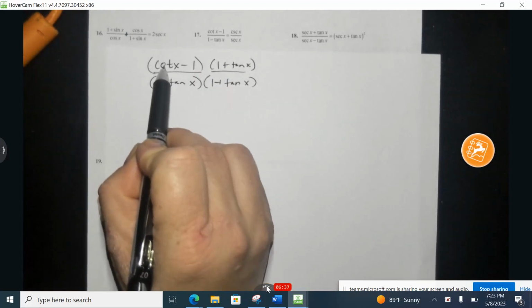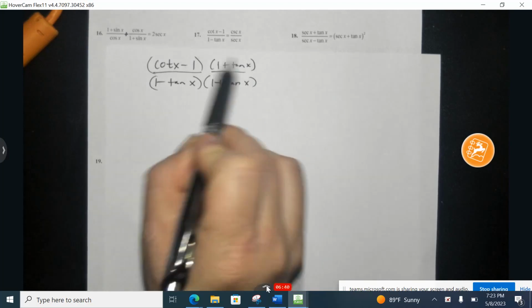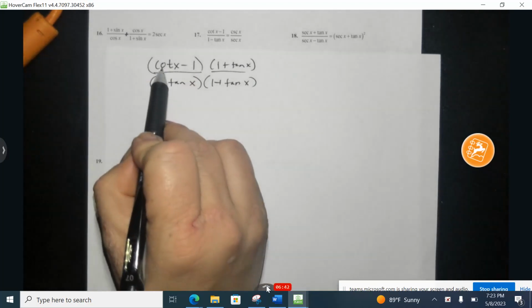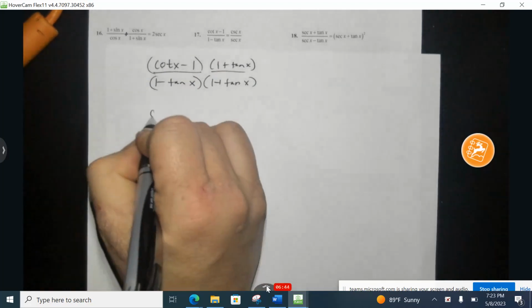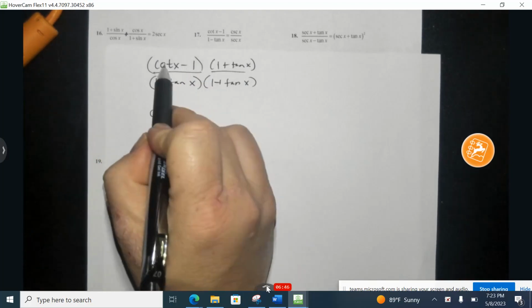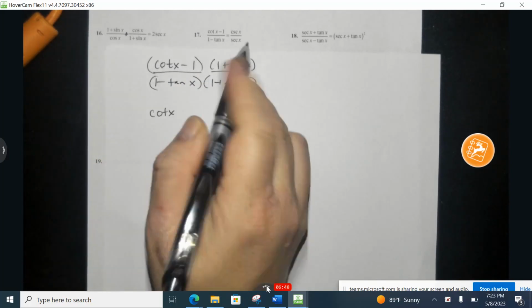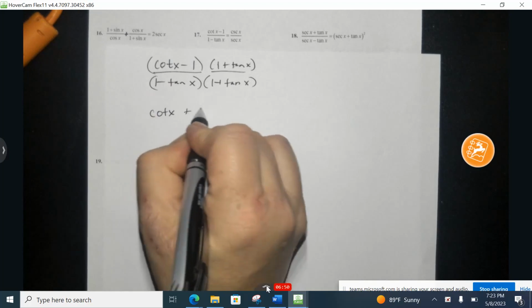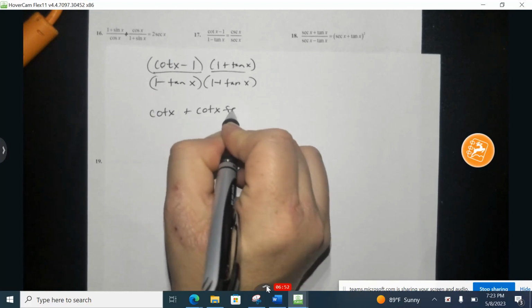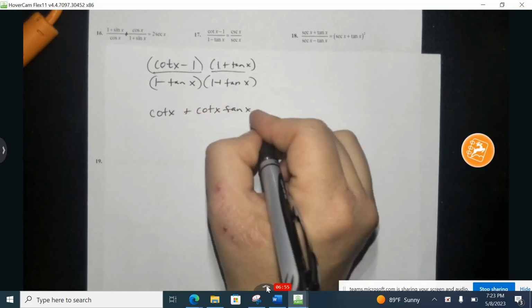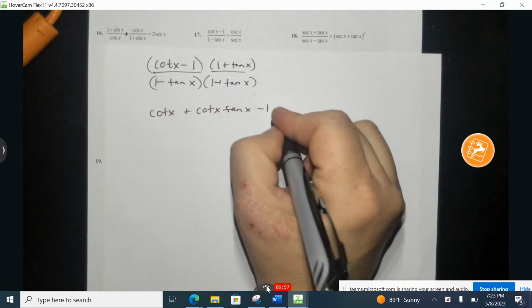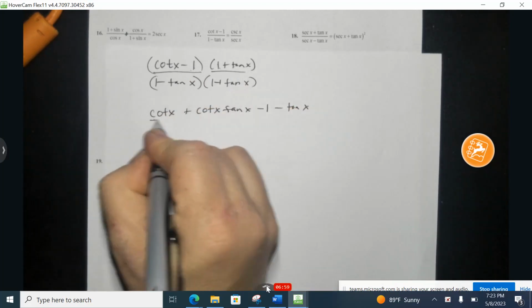So I'm going to FOIL: front, outside, inside, last. Cotangent of x times 1 is cotangent x. Now outside, cotangent times tangent. They're both positive, so I have cotangent times tangent. Then the inside is negative 1, and last is minus tangent x.